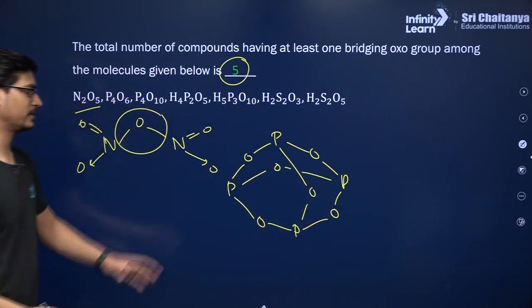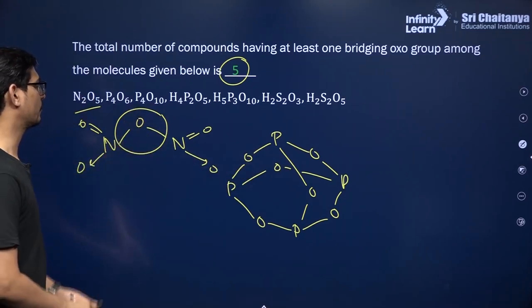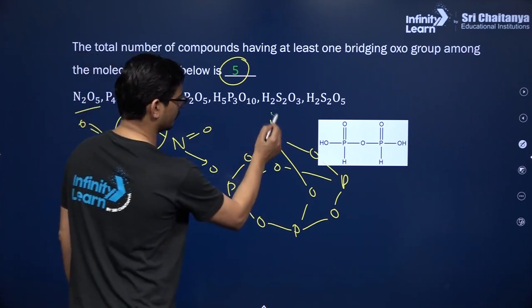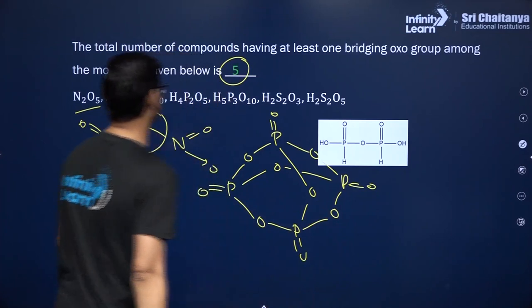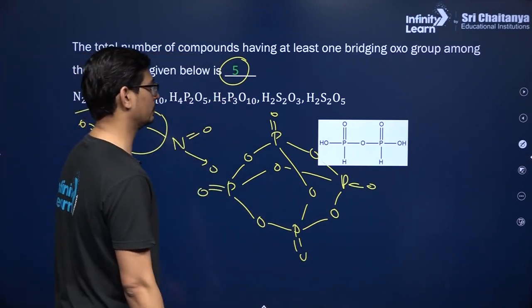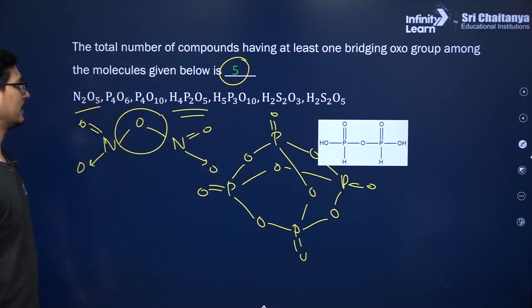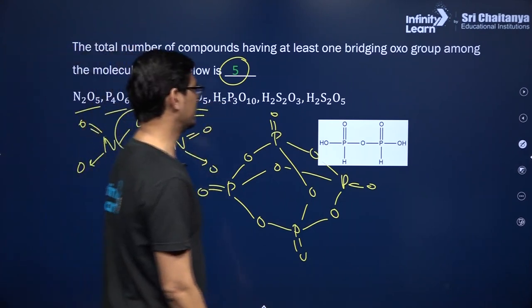Right? So you can see every oxygen is a bridging oxygen. Then in P4O10, you have this. So still there are bridging oxygens. Right, then there is H4P2O5. Is that clear? Right, and then there is one in H5P3O10.